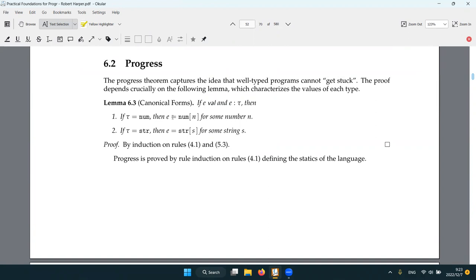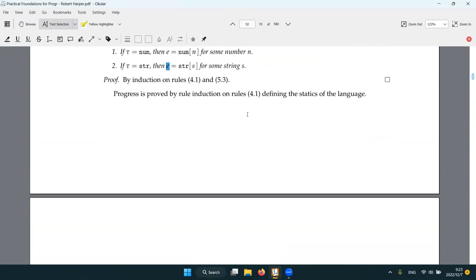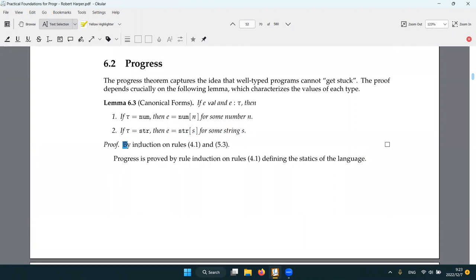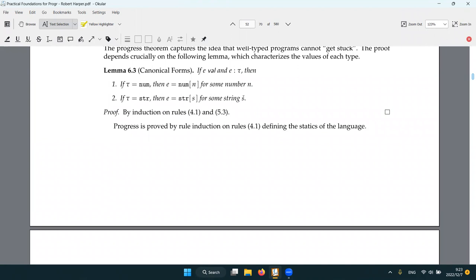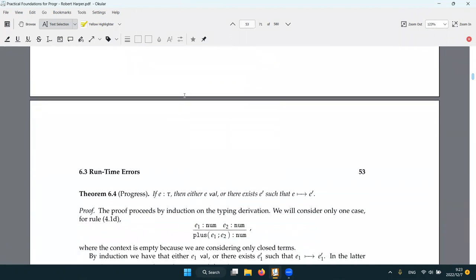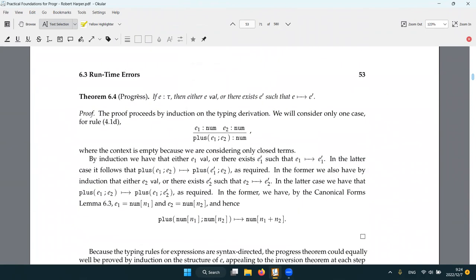If tau is a number, then the expression is some kind of number AST node. And similarly, if the type is a string, then the expression is some kind of string. And we can prove that by rule induction. Once we have proved that, proving progress is easier because, for example, in this case, we can just assume that E1 and E2 are some number nodes. We don't need to consider the case that E1 is actually a string, and then we put it here.